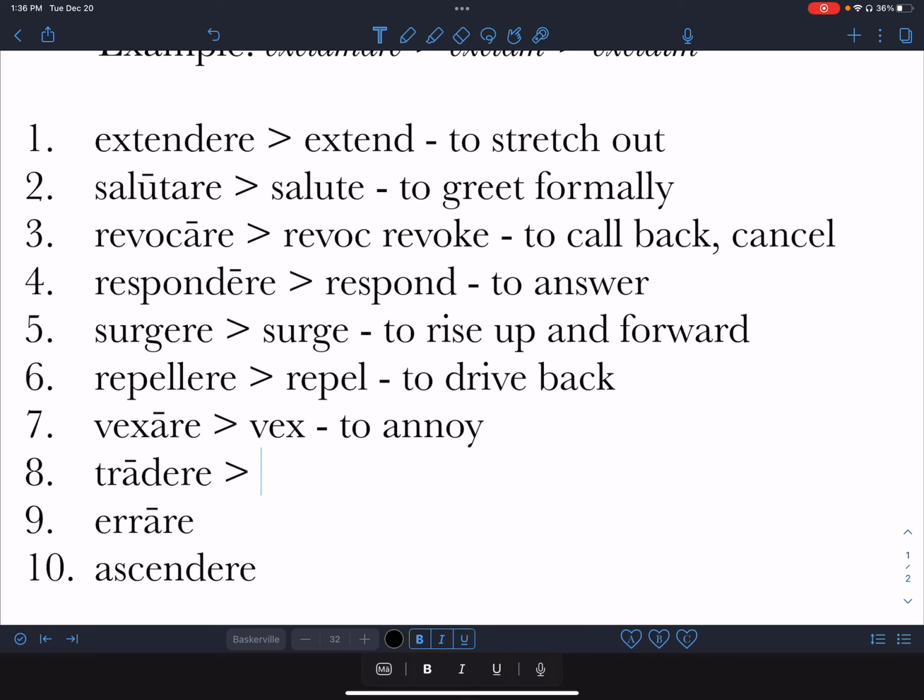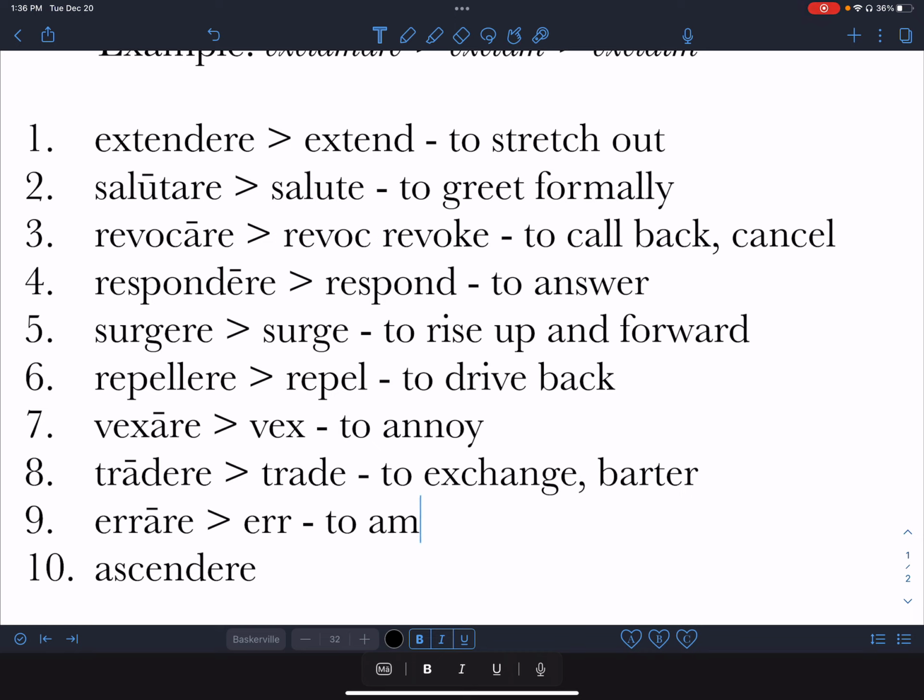Tradere. Trade. Okay, and to trade really is just to exchange or barter. When you trade, you're handing over goods in exchange for something else. Okay. Errare. This one's tricky. No, because error is actually a noun. All of these have been verbs. So to err, you might have seen this or heard this in humanities, right? To err is human. Seneca said that. To err just means to make a mistake.